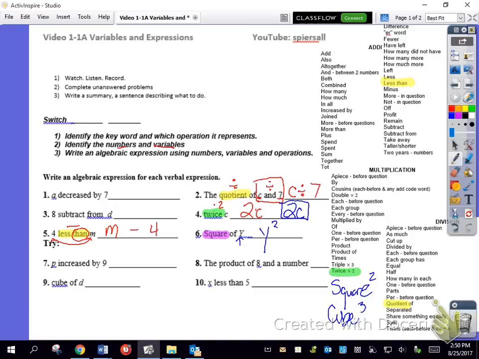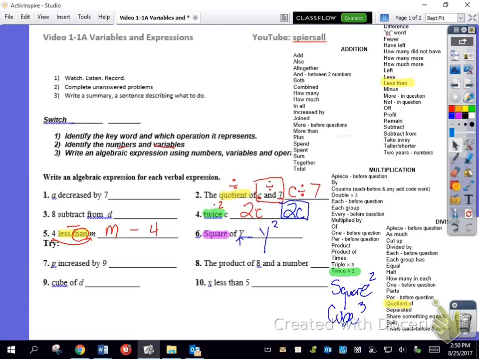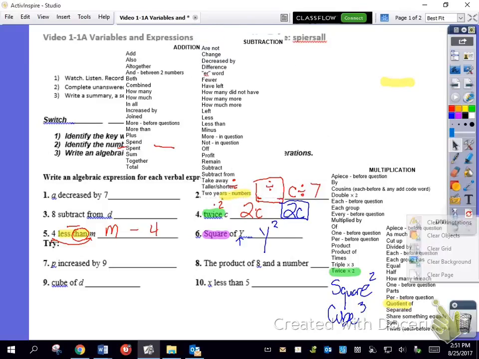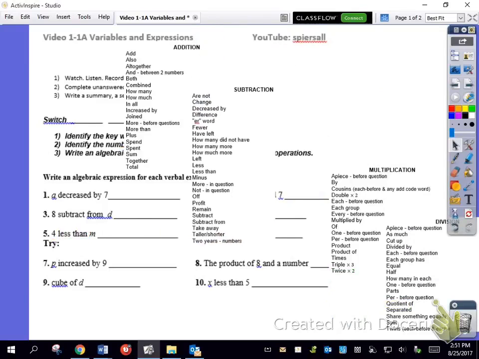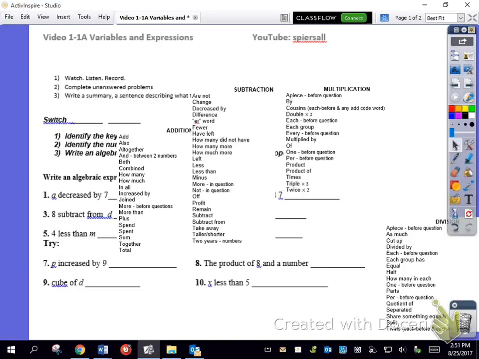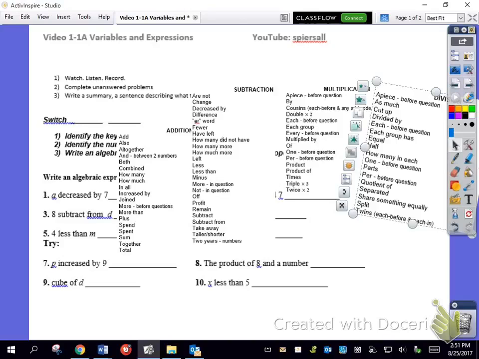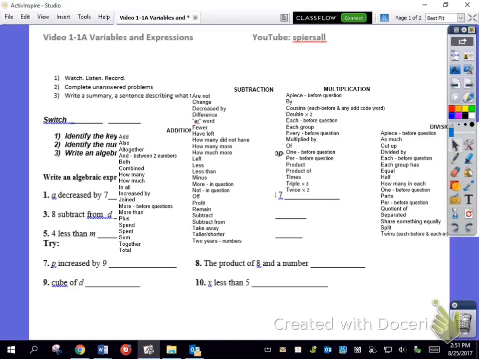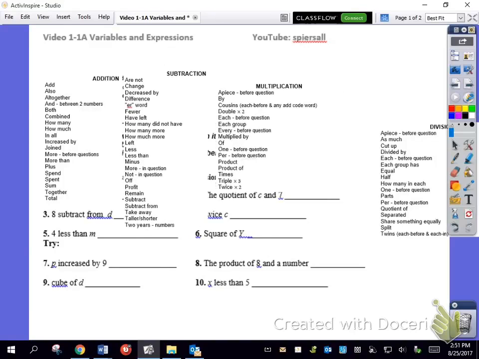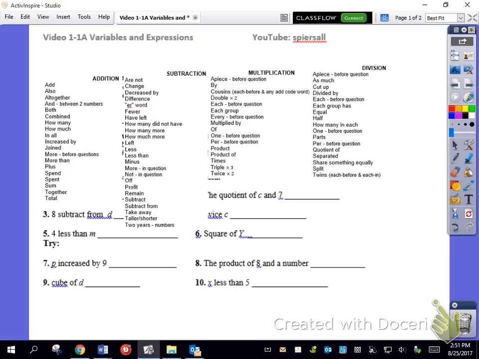Now, there are 4 that I want you to try. So I'm going to spread these out so that you can see them. And I'm going to clear off the screen. You've got addition, subtraction, multiplication, division. And you can pause this and look at and try those. But here are your words so that you can look at them. And I want you to try 7, 8, 9, and 10. Okay? And when you get done, then you can try the next step.